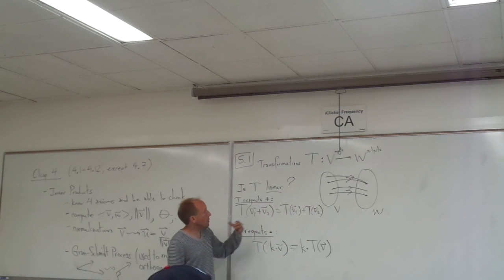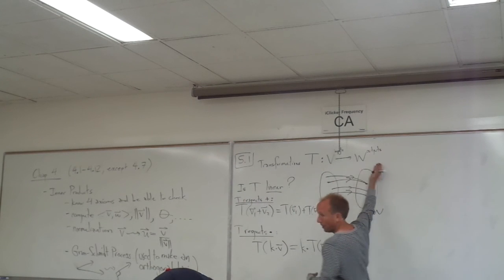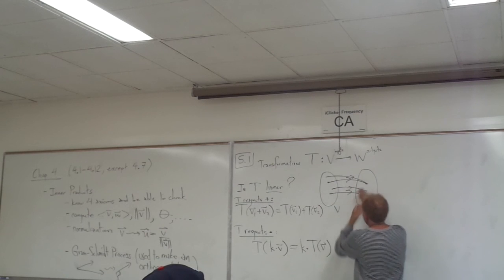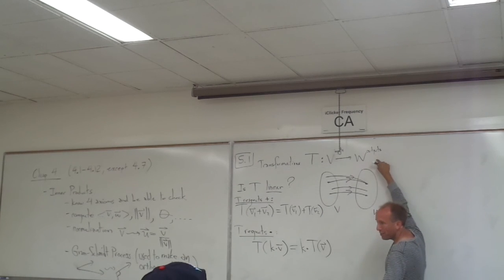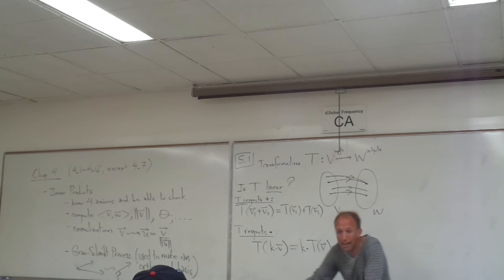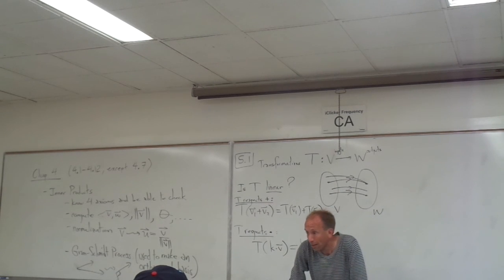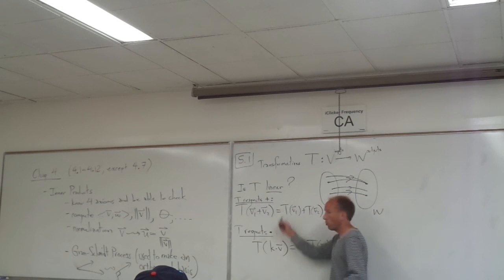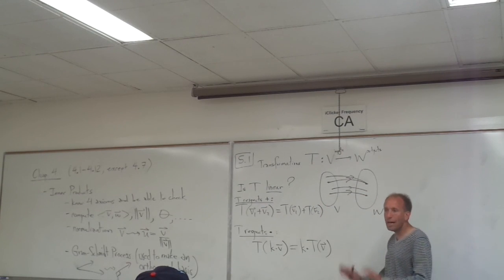Somebody has to give you the formula here. Like, how do I take inputs and map them to outputs? I have to tell you what V is, what W is, and how to go from V to W. All of that has to be given in the problem. And then the only thing left for you to address is, do these properties work or not? So it's not actually that bad.